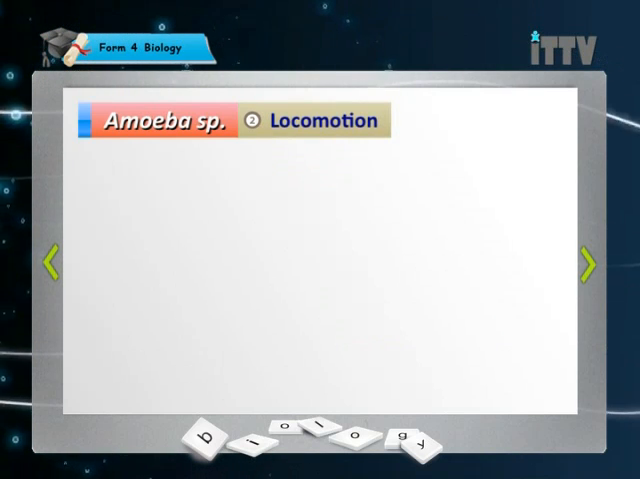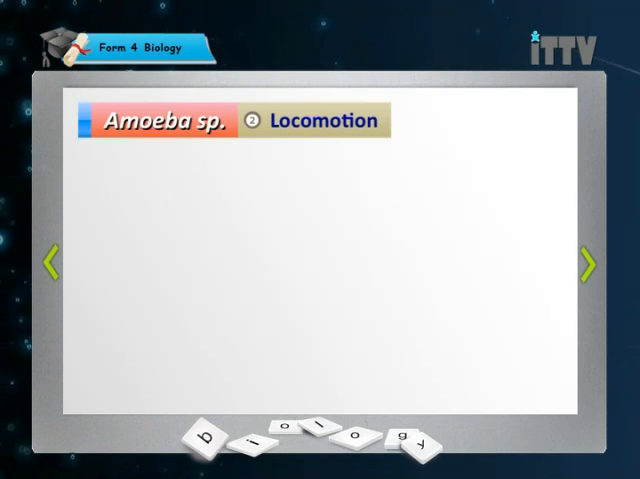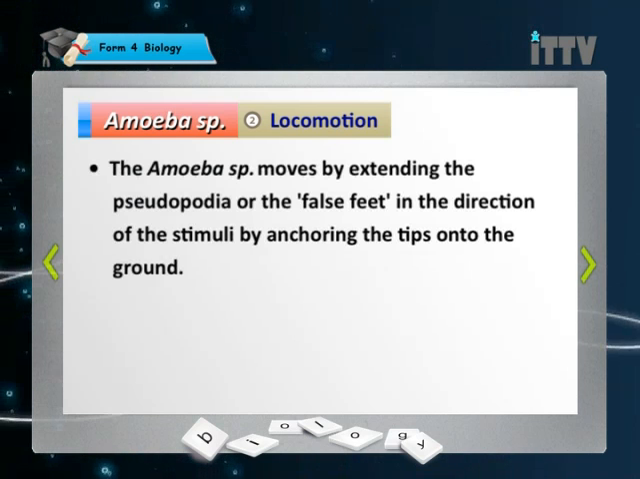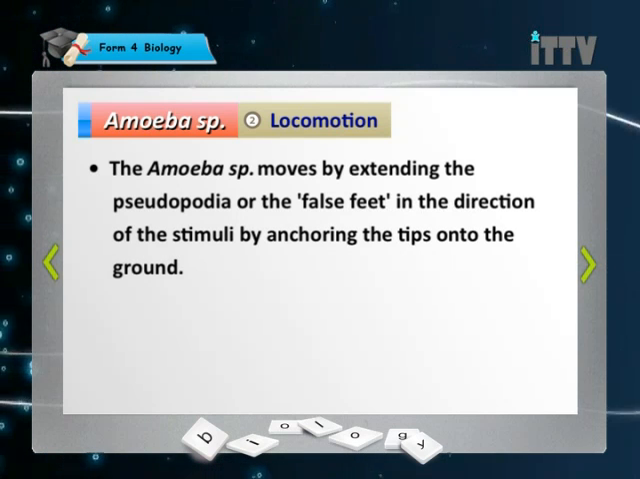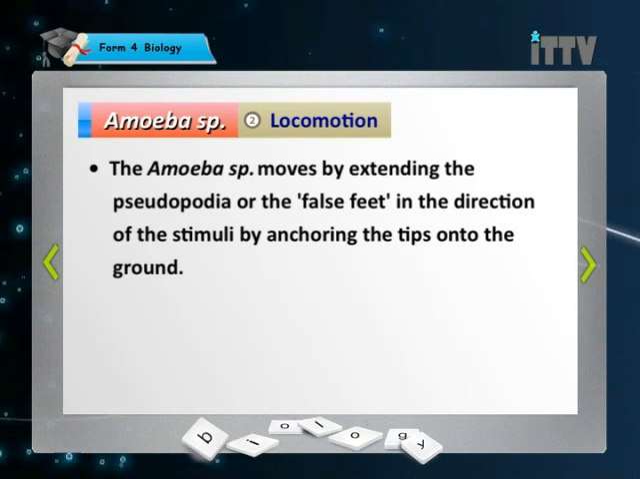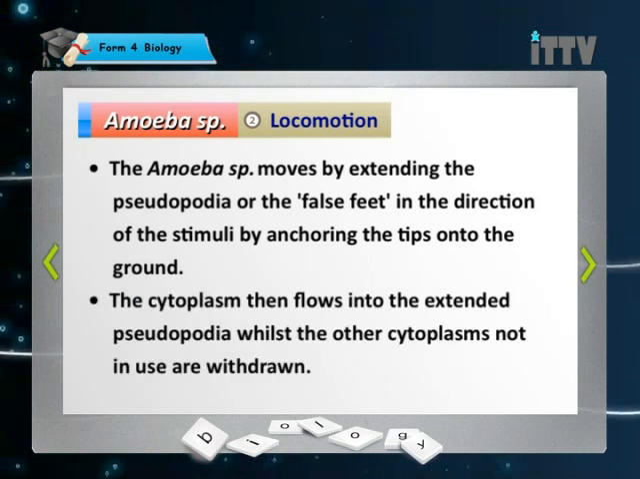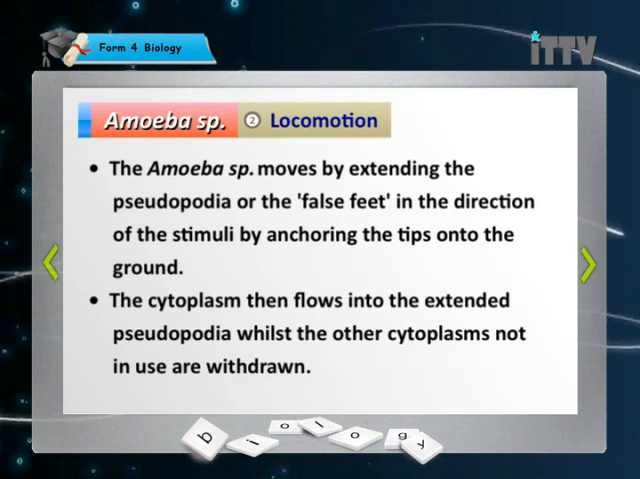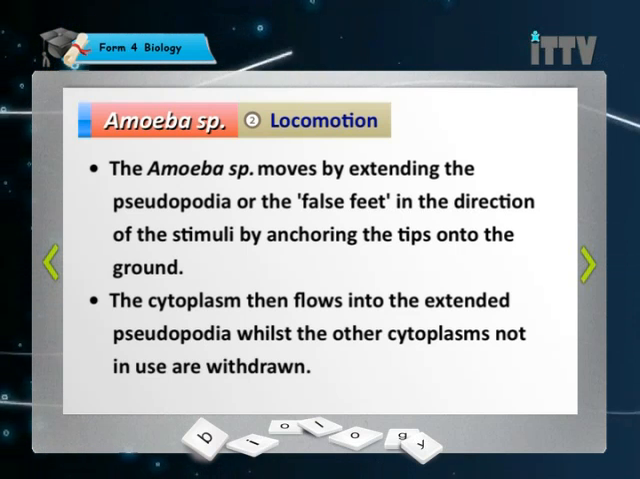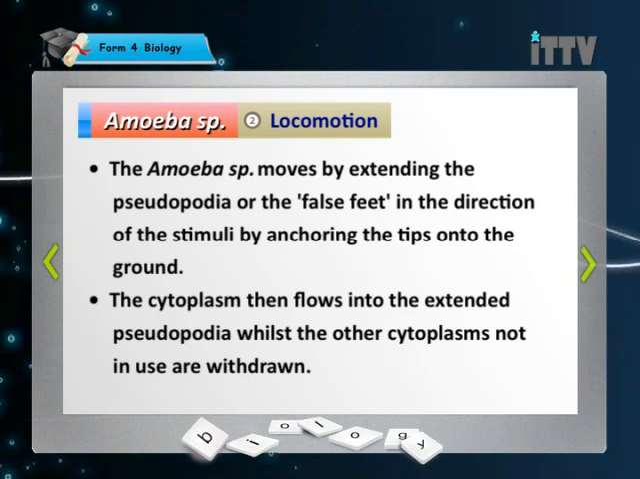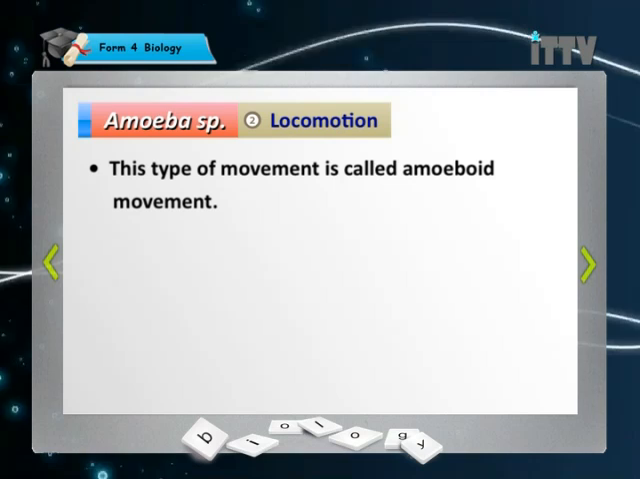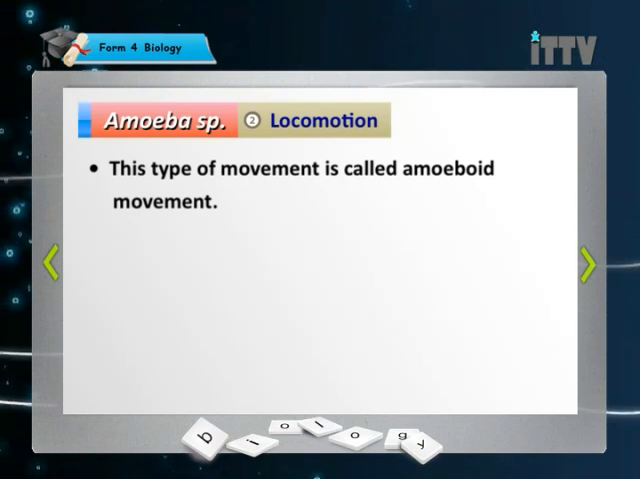Next, the amoeba can also move about. Therefore, it can carry out locomotion. The word locomotion means mobility or movement. The amoeba moves by extending its pseudopodia or the false feet, anchoring the tips onto the ground. The cytoplasm then flows into these extended pseudopodia, while the others not in use are withdrawn. This type of movement is called the amoeboid movement.